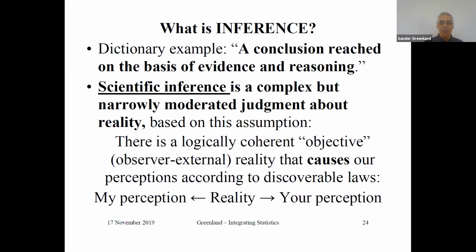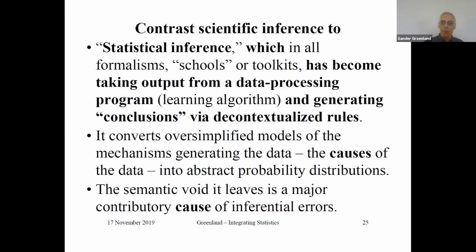And what is inference? Here's a dictionary example: a conclusion reached on the basis of evidence and reasoning. Scientific inference is a complex and narrowly moderated judgment about reality based on an assumption that there's a logically coherent, objective reality that causes our perceptions according to discoverable laws. My perception and your perception are affected by the same things, and we want to find out what those are.